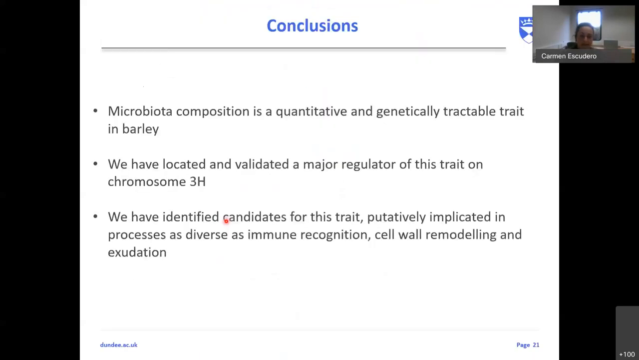And with that, as a conclusion, I have told you that microbiota composition is a quantitatively and genetically tractable trait in barley. We have located and validated a major regulator of this trait on chromosome 3H, and we have identified candidates for this trait putatively implicated in processes as diverse as immune recognition, cell wall remodeling, and exudation, but all of them can be linked to microbial recruitment.